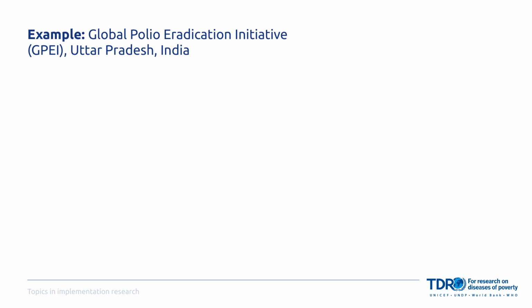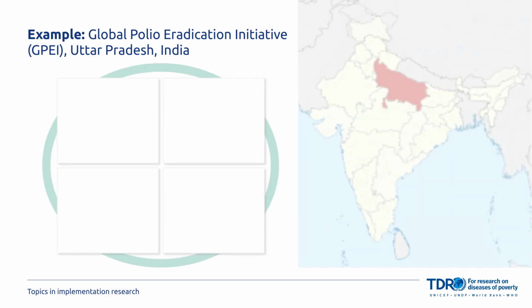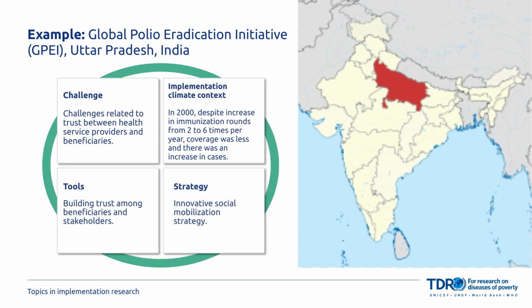An example of how organizational context can impact implementation is illustrated in the following case study. In 2000, despite Uttar Pradesh, a northern state of India, increasing immunization rounds from 2 to 6 times annually, polio cases rose, while coverage declined. In 2002, there were 1,242 reported polio cases in the state, constituting 80% of the total polio cases of India. The number of cases were concentrated in western Uttar Pradesh.